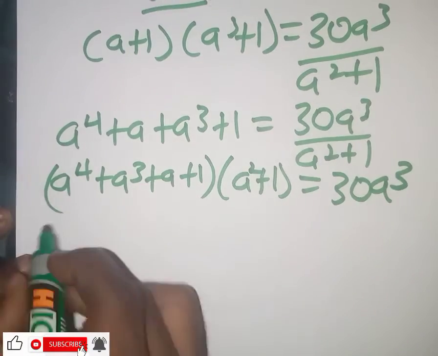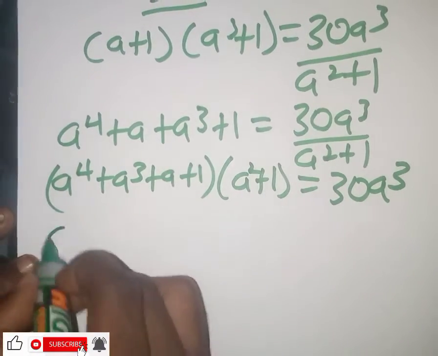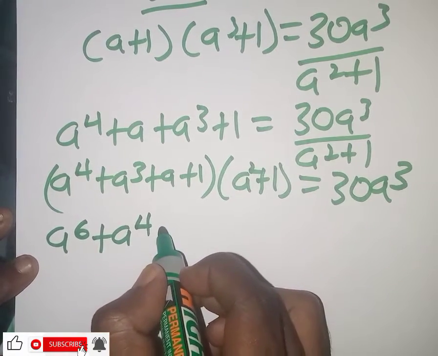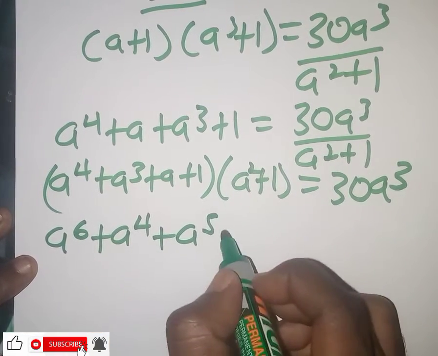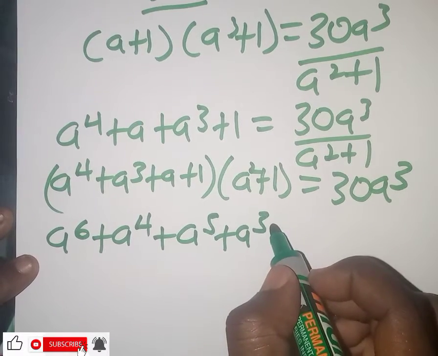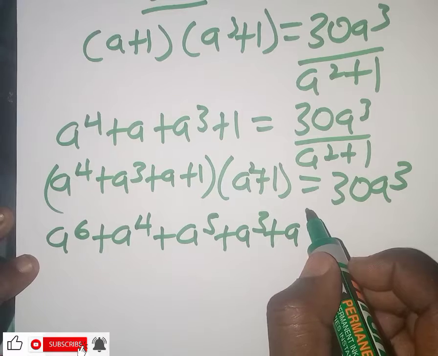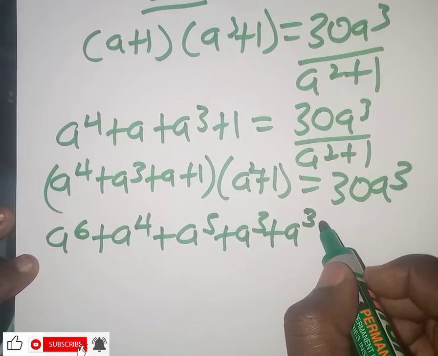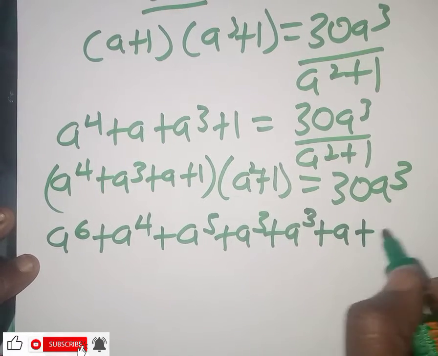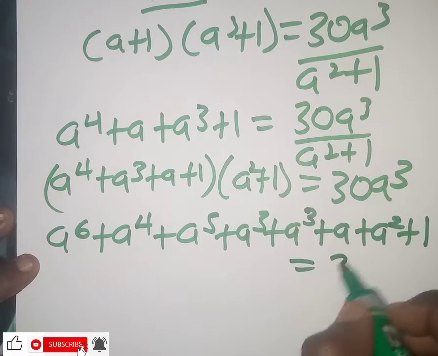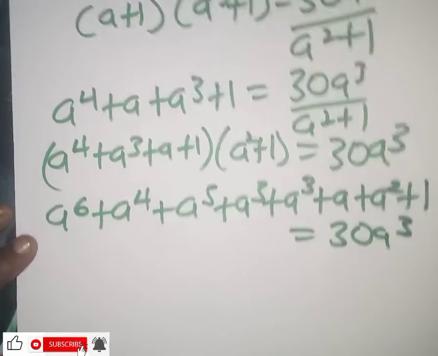So we distribute this. In the first case we are going to get a to the power 6 plus a to the power 4. Now the next one is going to be a to the power 5 plus a cube. Now we have a cube plus a, and then we have a squared plus 1 in this case, and then all being equal to 30a cube, right?